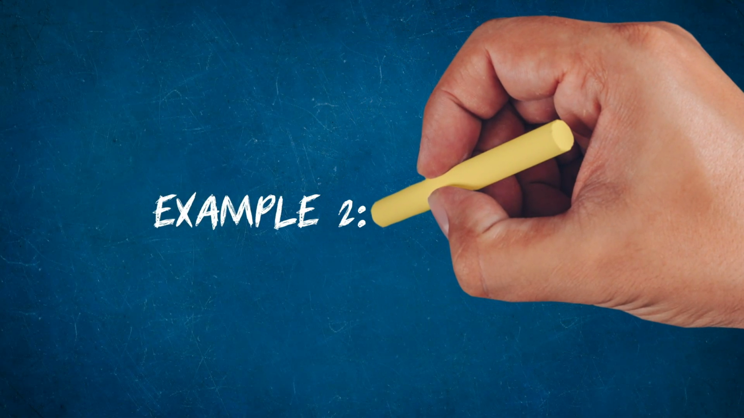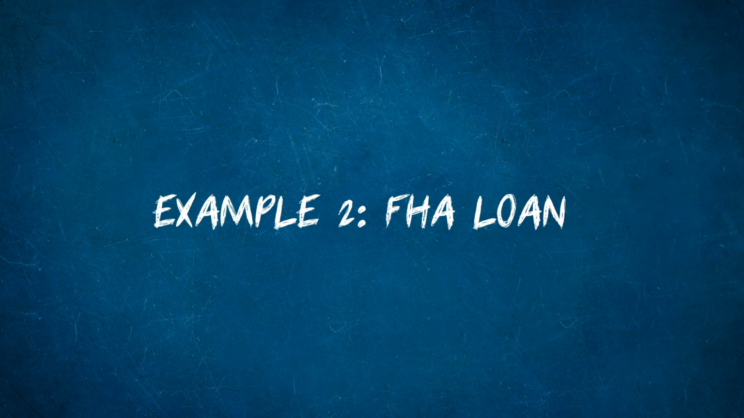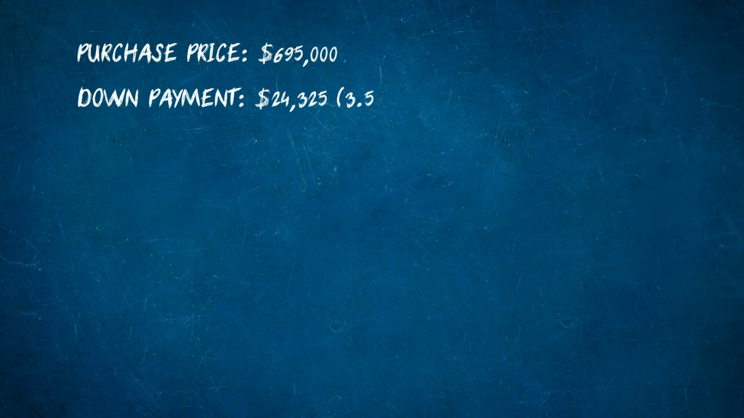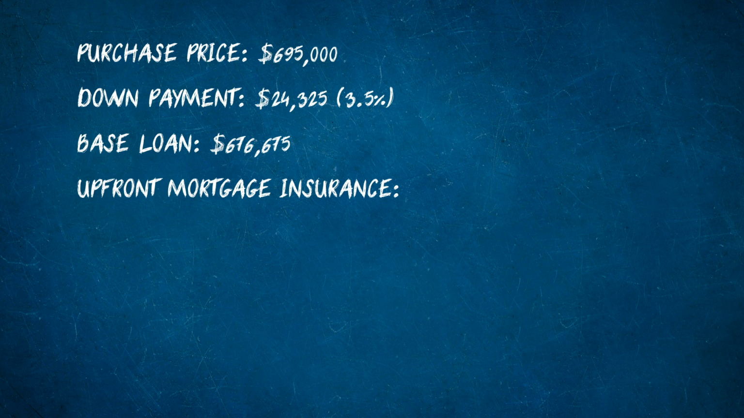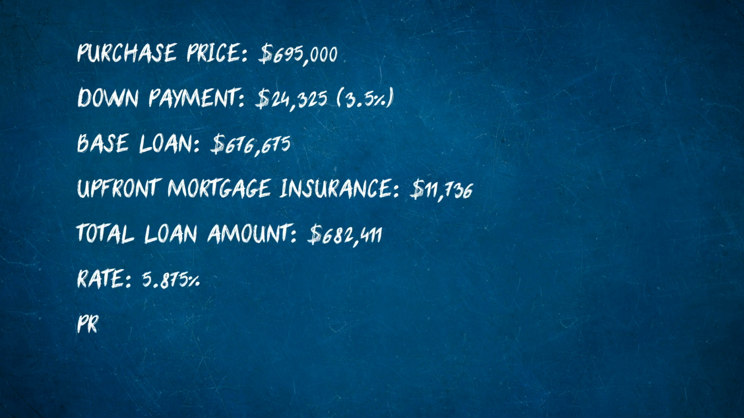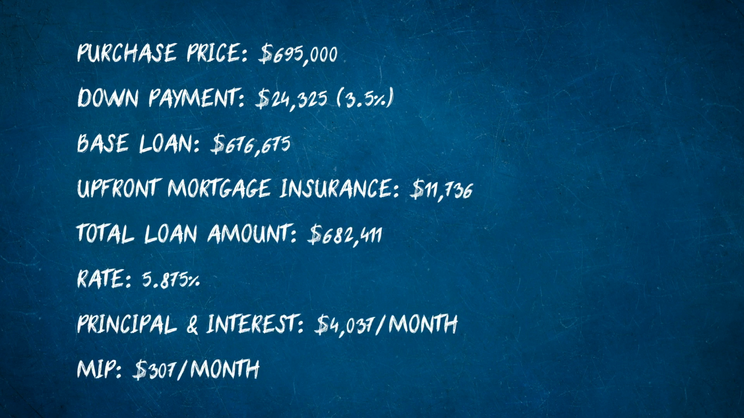An FHA loan on a $695,000 house, 3.5% down, which is $24,325 as a down payment, with a base loan amount of $676,75, upfront mortgage insurance, $11,736 financed into the loan, a total loan amount of $682,411 with a rate of 5.875. Principal and interest is about $4,037 a month, and the mortgage insurance premium is $307 per month.